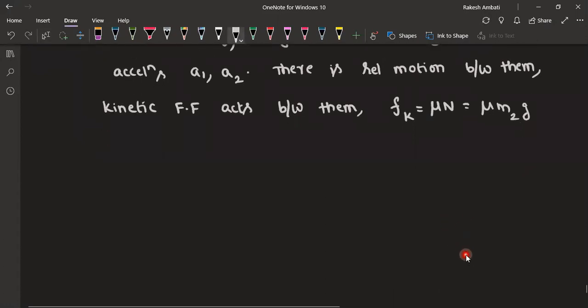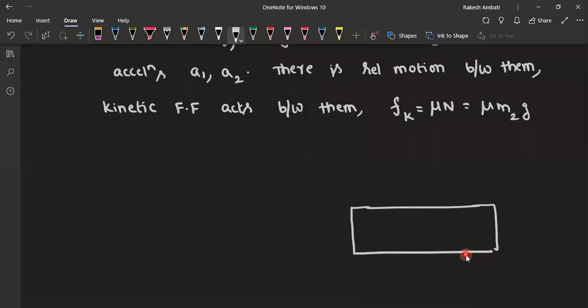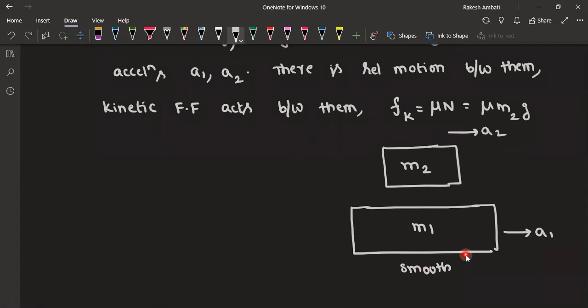Okay, so let us draw the FBD, free body diagram, of each block. It is the M1 block. In the case of the M1 block, the bottom surface is smooth, and it is the M2 block. So here M1 is moving with acceleration a1 and M2 is moving with acceleration a2. In the case of M2, we have an applied force. This applied force is given as K into T. And what is the T value here? Less than T0 or greater than T0? Greater than T0.